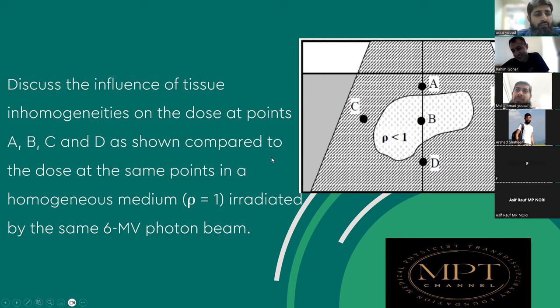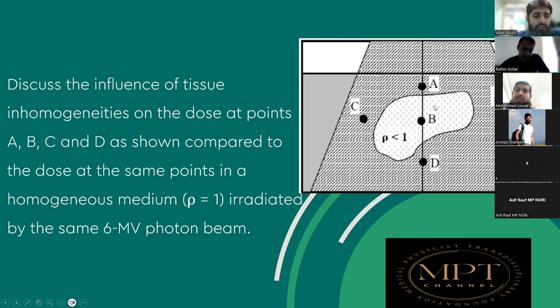Okay, we have to answer in absence of inhomogeneity means the effect of this inhomogeneous material on the point doses, which is point A in this case. If this material was not there, you have to compare, right?